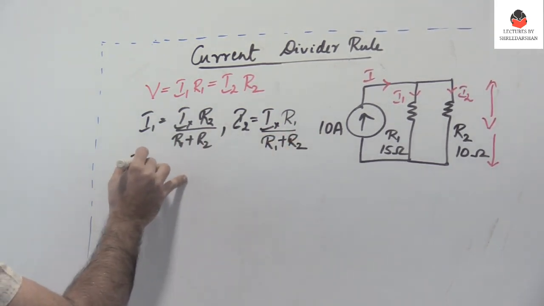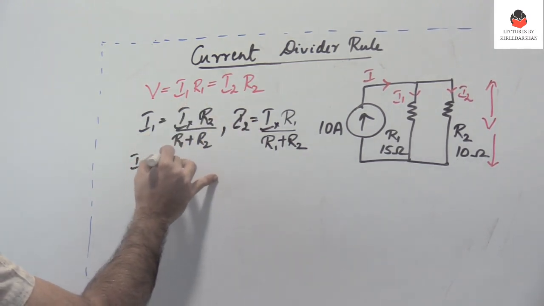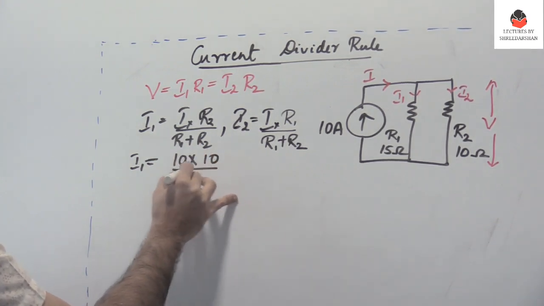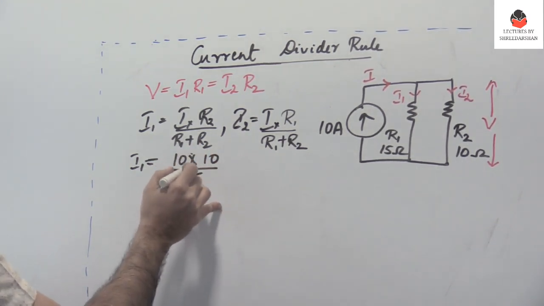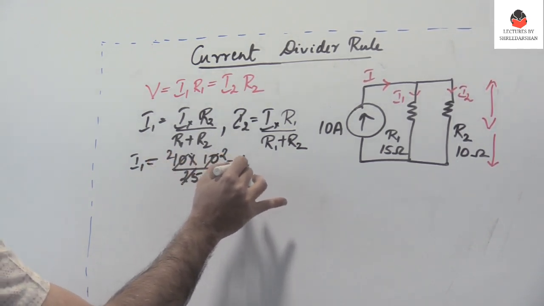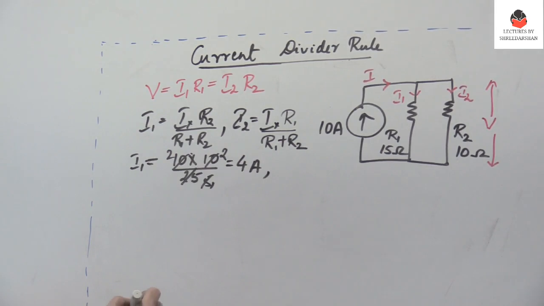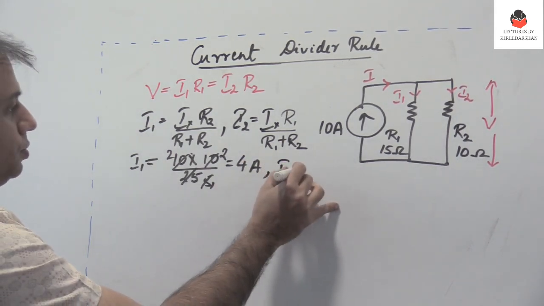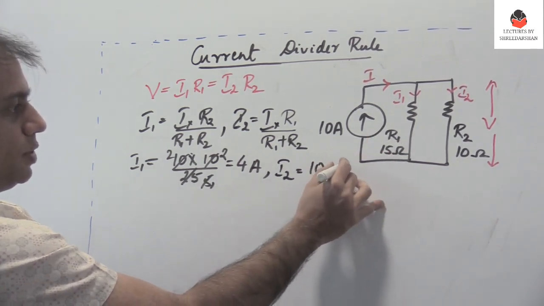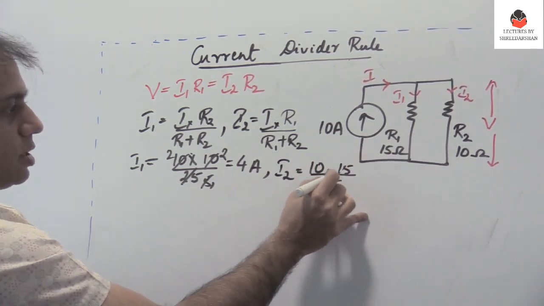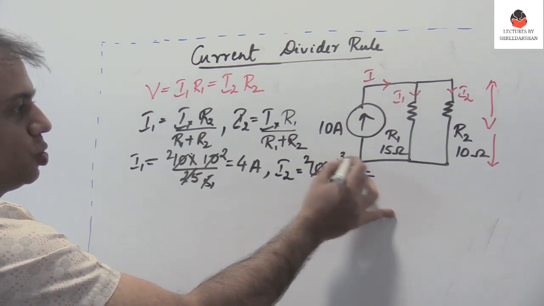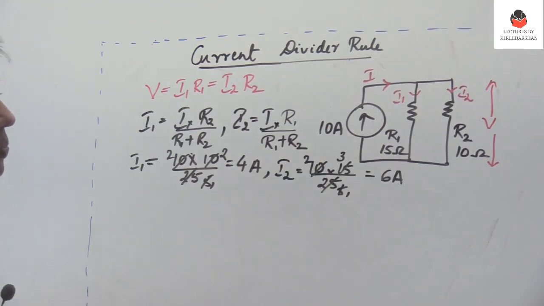So what is I1? The total current, which is 10 amperes, into R2, 10, divided by 25. 5 5s are 25, 5 2s are 10, so 2 into 2 equals 4 amperes. Similarly, what is I2? The total current into the resistance of the other branch, R1, 15, divided by the sum of resistors. 5 5s are 25, 5 3s are 15, so 2 into 3 is 6 amperes.